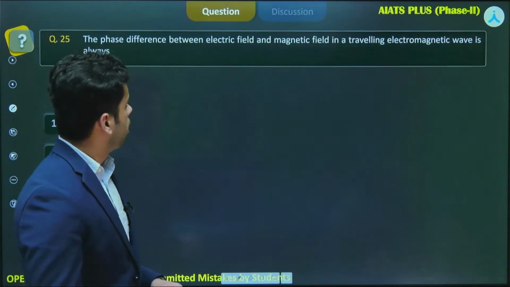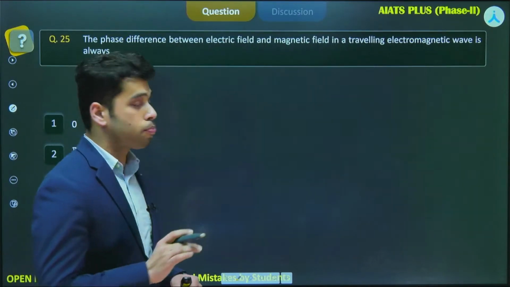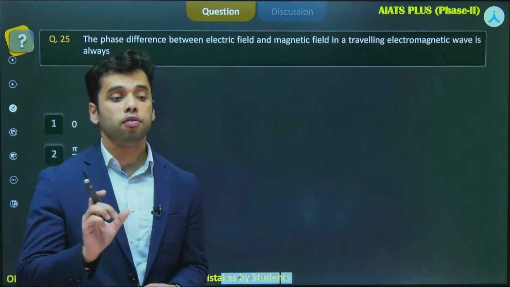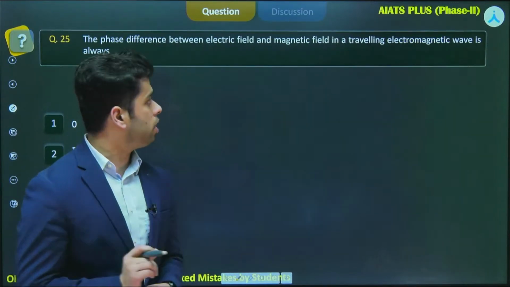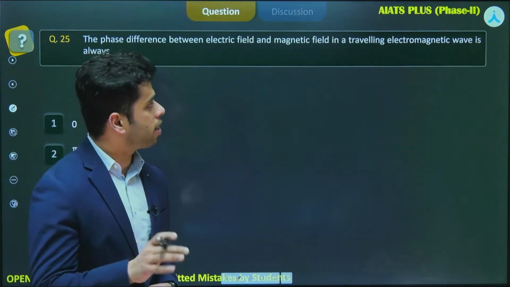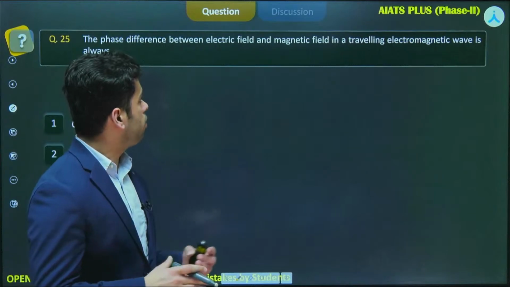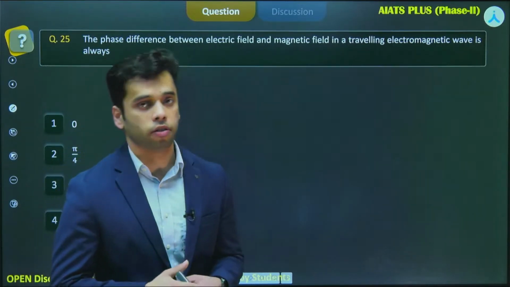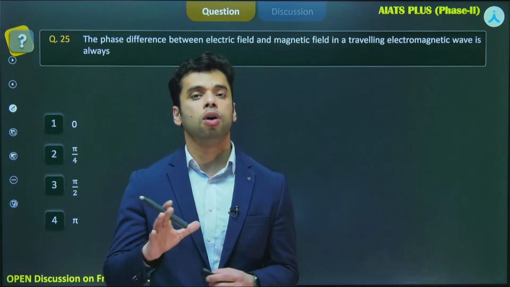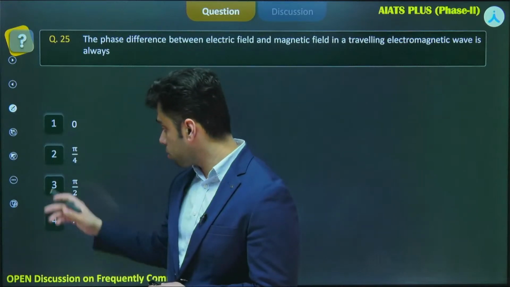And there you go. It is a problem based on the chapter of electromagnetic waves, and this is problem 25 of the original paper. It says that you need to find the phase difference between the electric field and the magnetic field in a traveling electromagnetic wave. Now, dear students, many of you must be confused between two options. One is 0, second is I guess pi by 2.